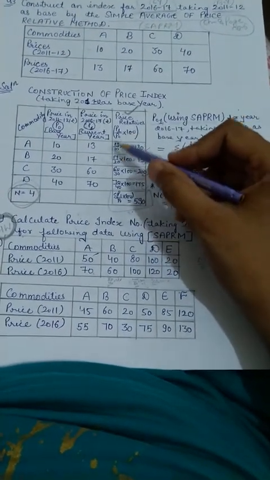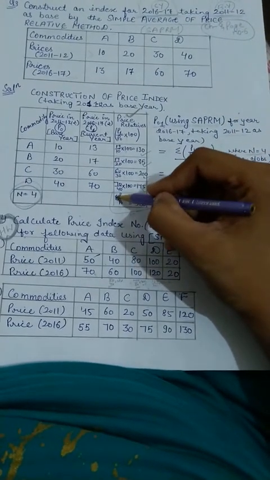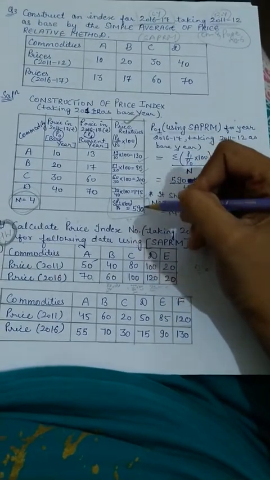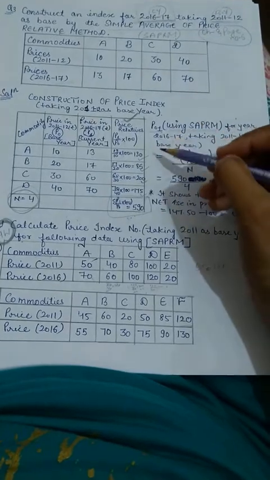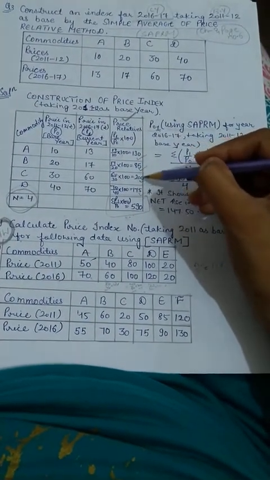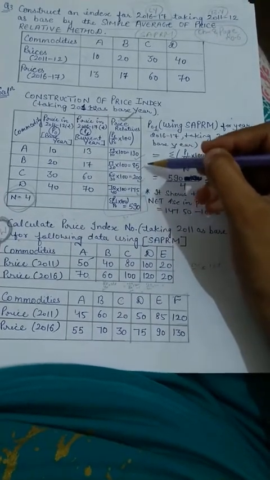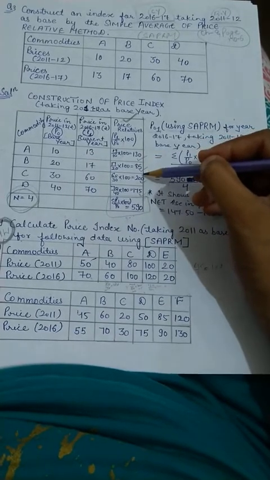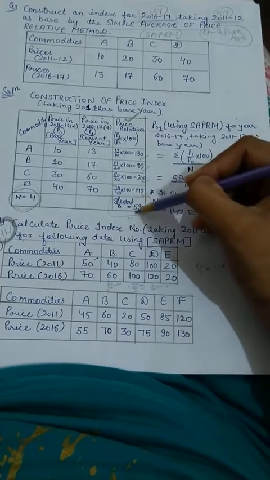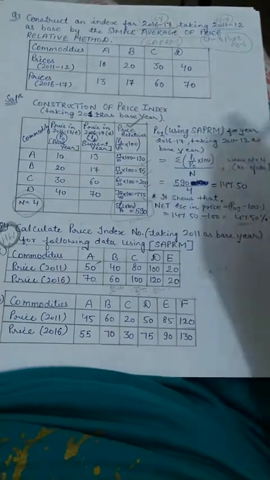After finding out all these values, you have to find the total, that is sigma of P1 upon P0 into 100. How you will get this? You have to add all these values, that is 130, 85, 200 and 175. How you will be doing? 130 plus 85 plus 200 plus 175, it will give you 590.